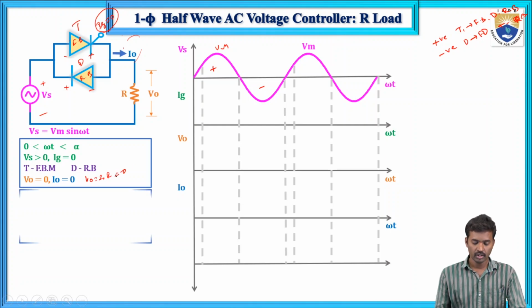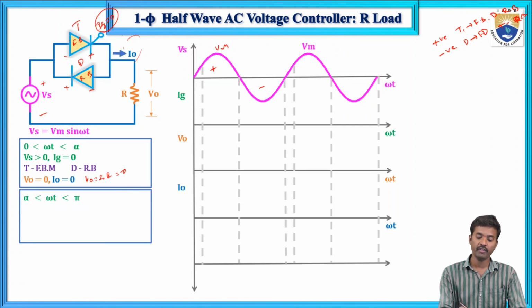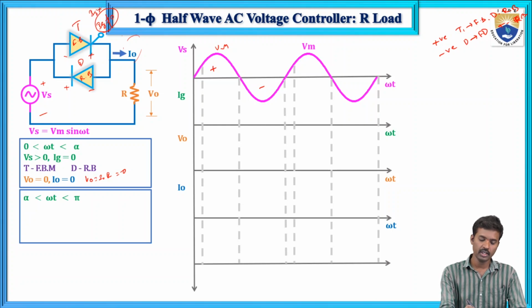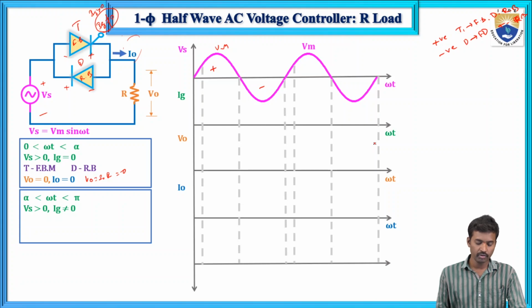Next case: what will happen from alpha to pi? We are giving the gate pulse, a positive gate current, so Ig is greater than 0. The supply voltage is positive and we are giving the gate current, so now this SCR is in forward conduction mode.